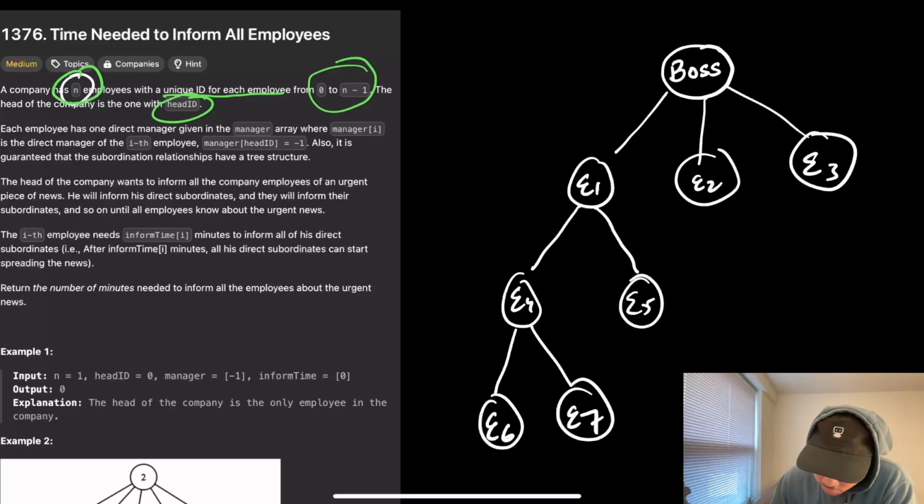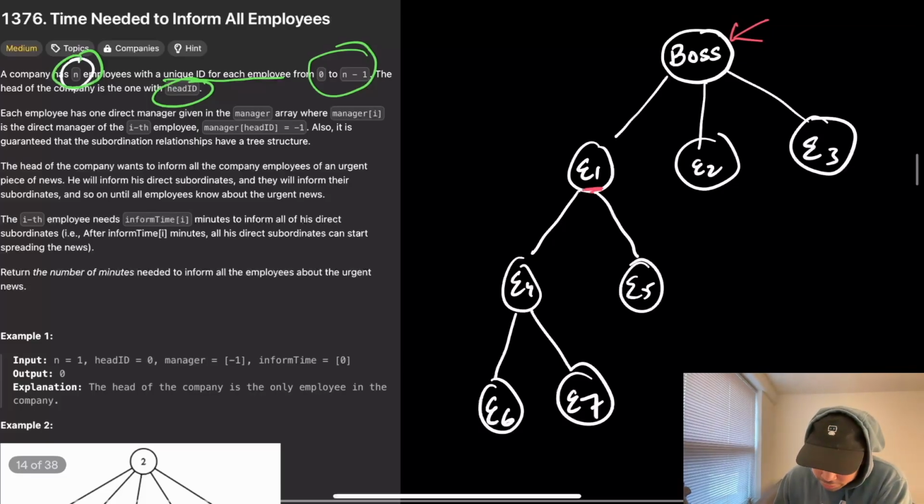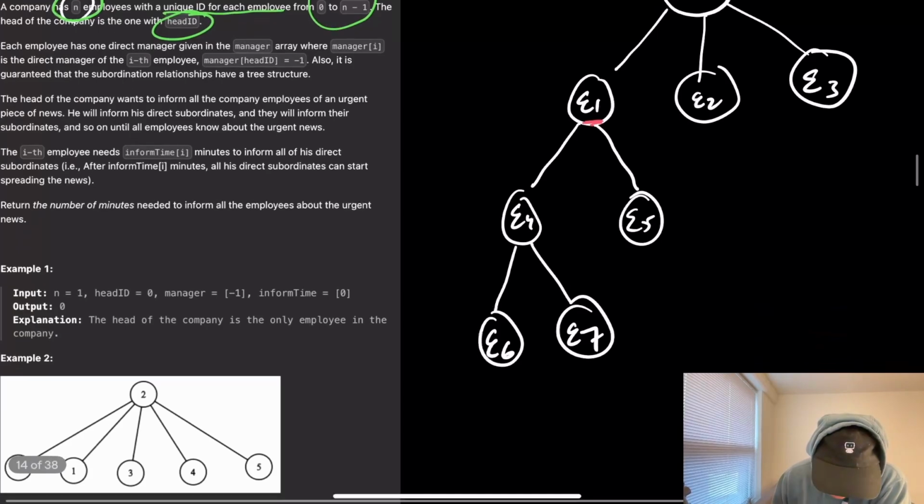So I've drawn a company structure right here. Basically there's like a big boss. It can be an employee itself, but then it has some employees, and those employees have further employees working under them, so they're basically managers. Now what we need to find is there is information that the boss needs to pass down to all the employees, right?